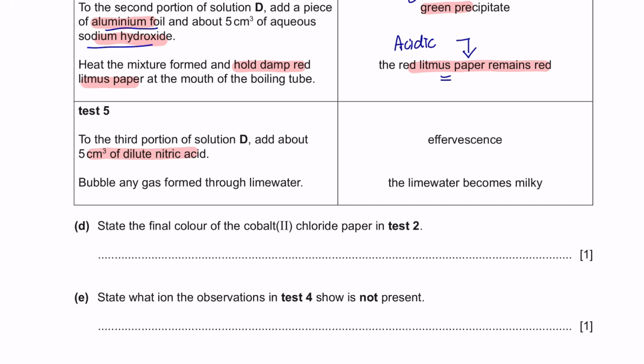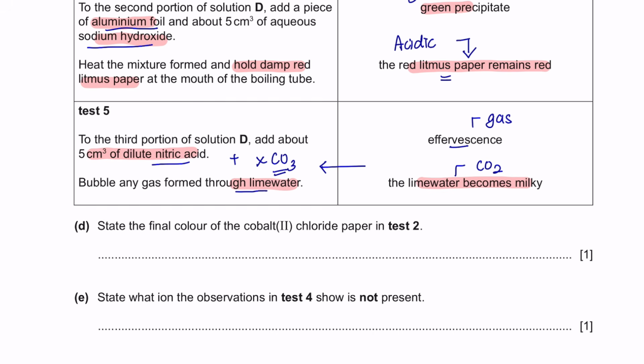Bubble any gas formed through lime water. So effervescence tells us that there is gas produced, and when the gas is bubbled through lime water, the lime water becomes milky. This tells us that the gas produced is carbon dioxide, which most likely comes from diluting nitric acid with a metal carbonate.